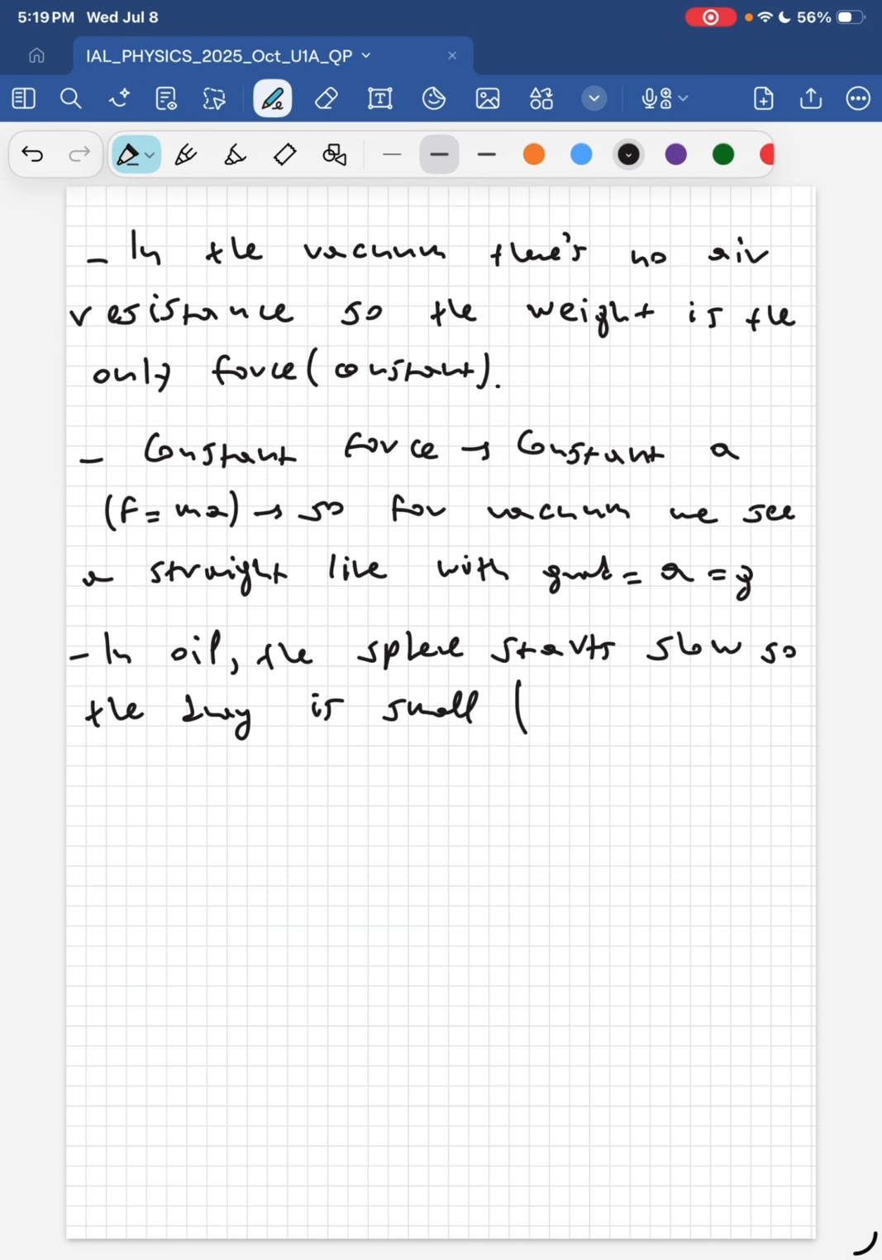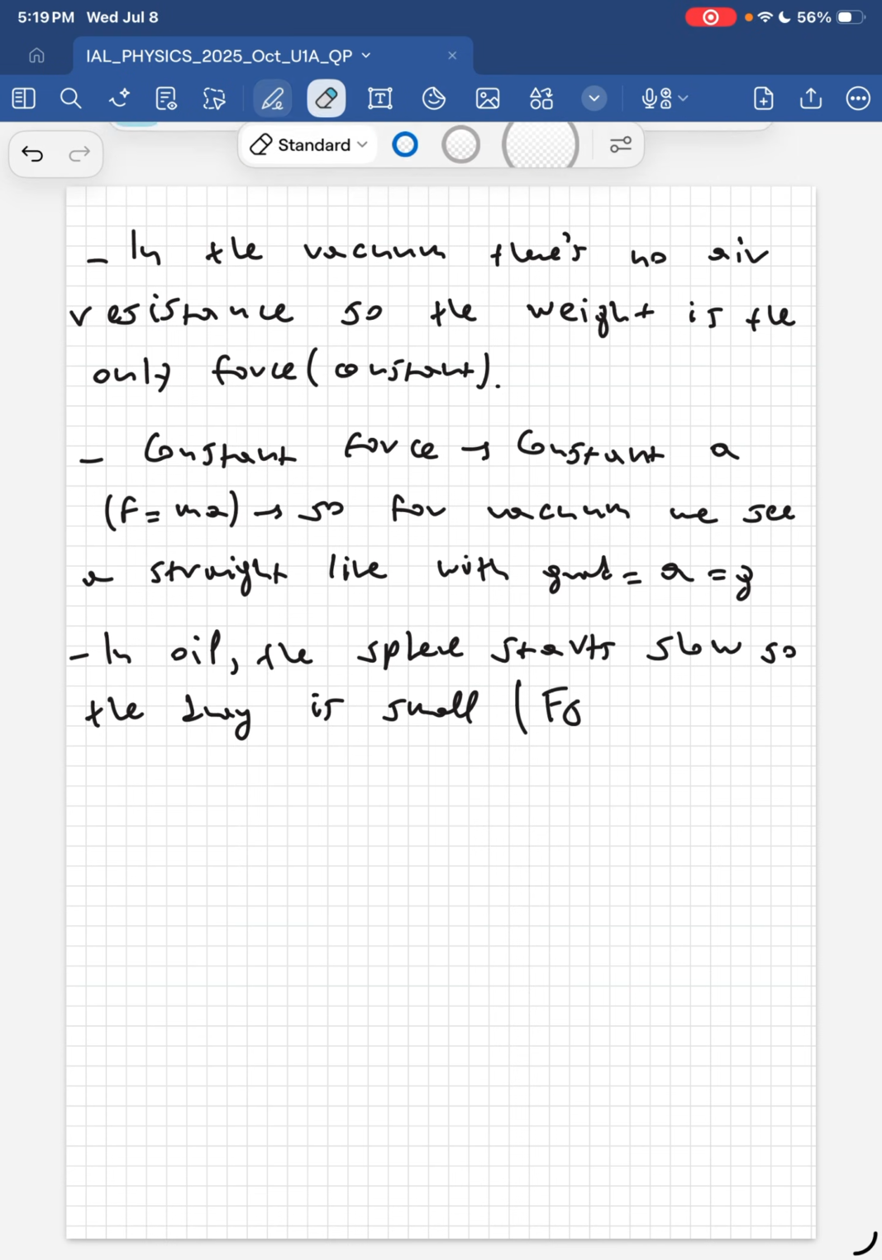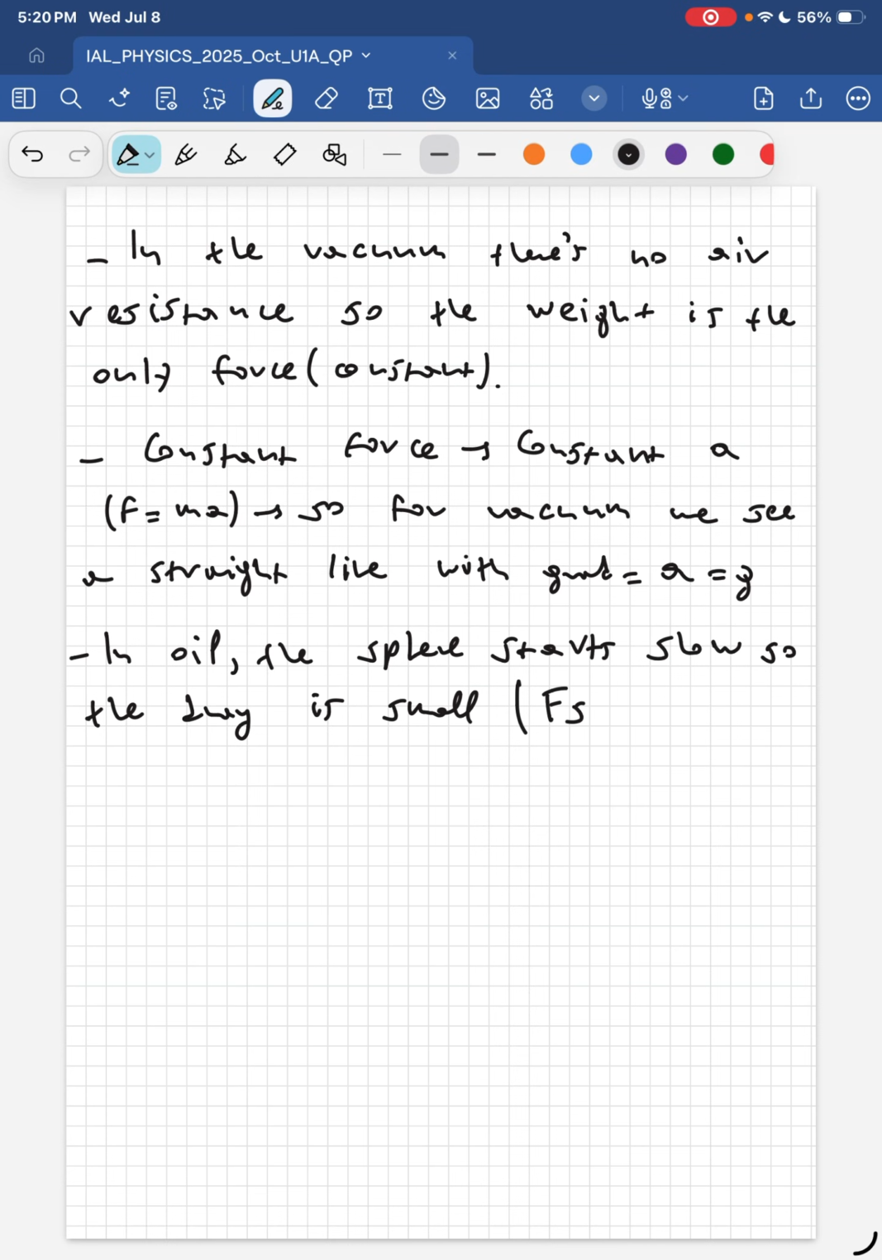okay. And remember that in the Stokes force case, so Fs is the Stokes force, okay, the force is proportional to the velocity, okay. So the sphere starts slow, so the drag is small, but as velocity increases, the Stokes force increases, okay. We can also call it drag, so we can also call it D, okay. D and Stokes force are the same thing, okay.